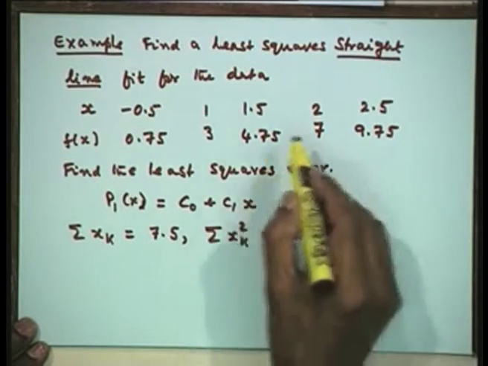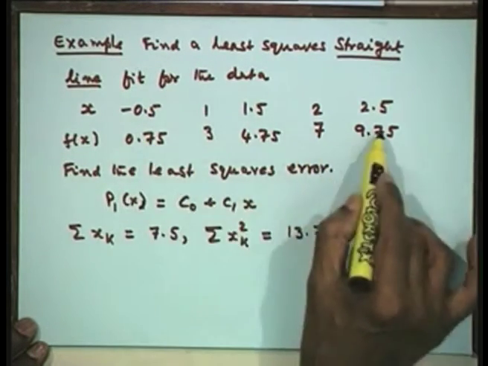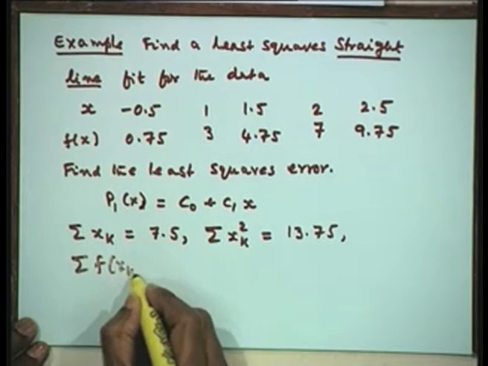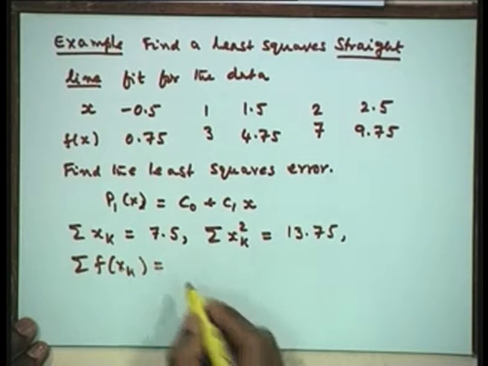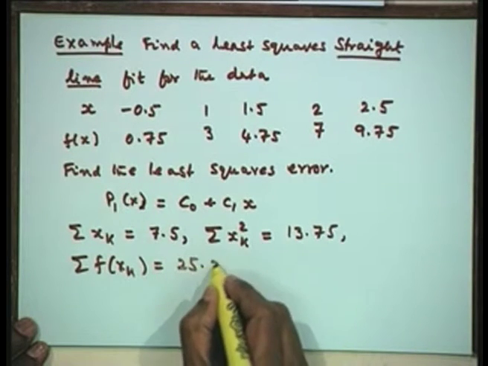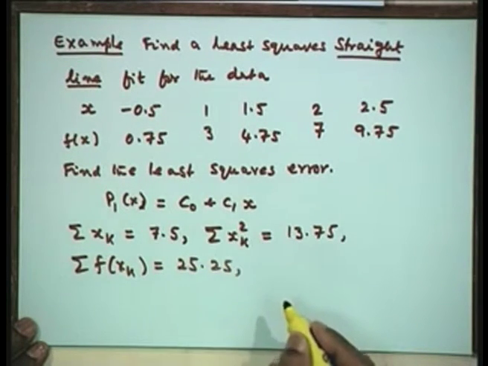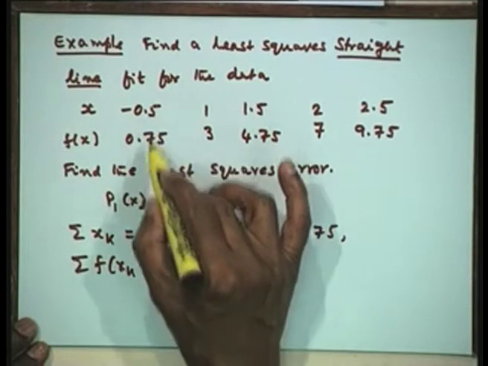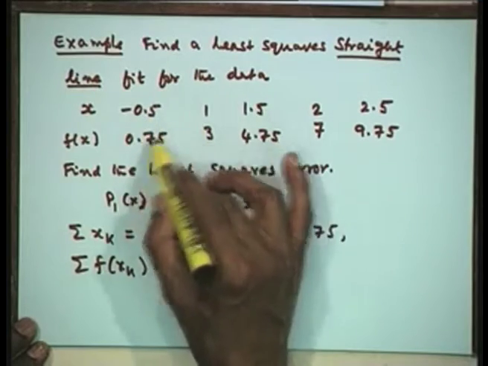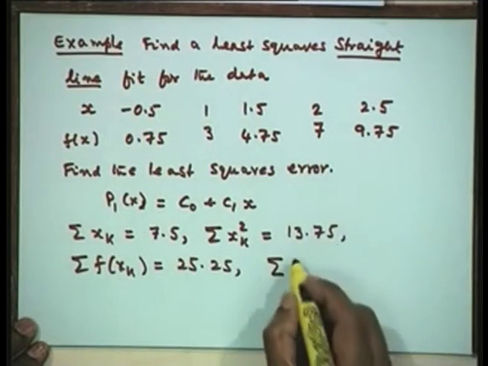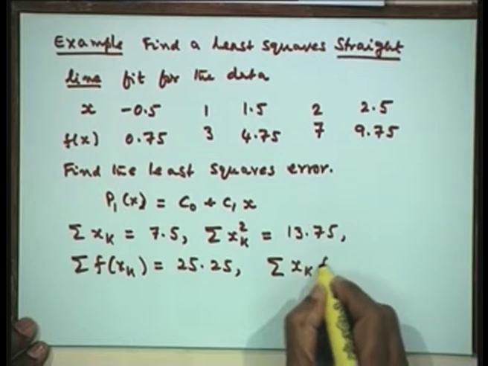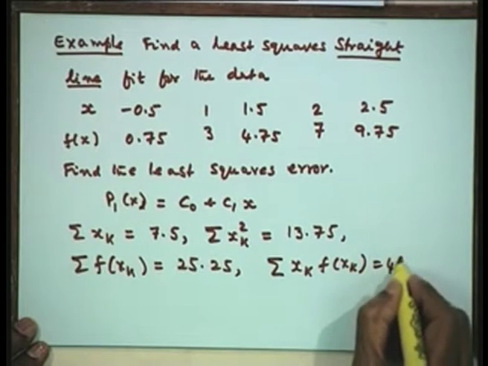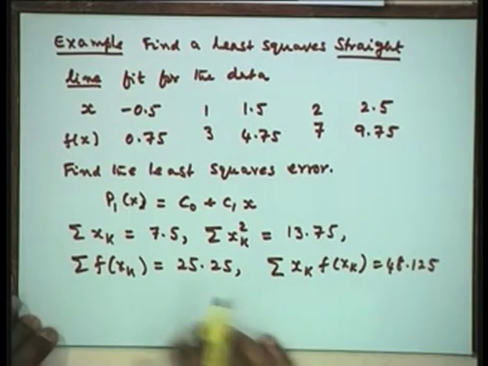Then I need summation of f k, that is the sum of these numbers, summation of f x k, and this comes out to be 25.25. And lastly, we need the sum of these products x k f k, that is this into this, 1 into 3 and so on, and then sum up, that is your summation x k f of x k, and this is 48.125.